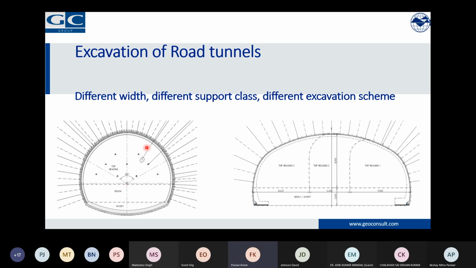So let's say this is a tunnel where the support has a major role, and this here is an underground quarry where the support is keeping the, so to say, excavation boundary intact.